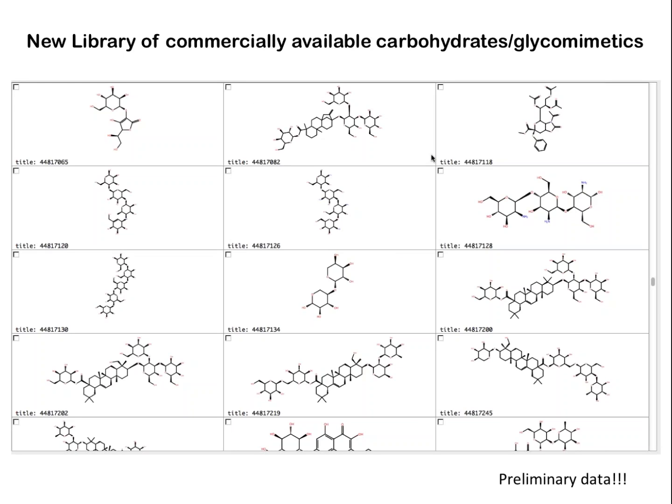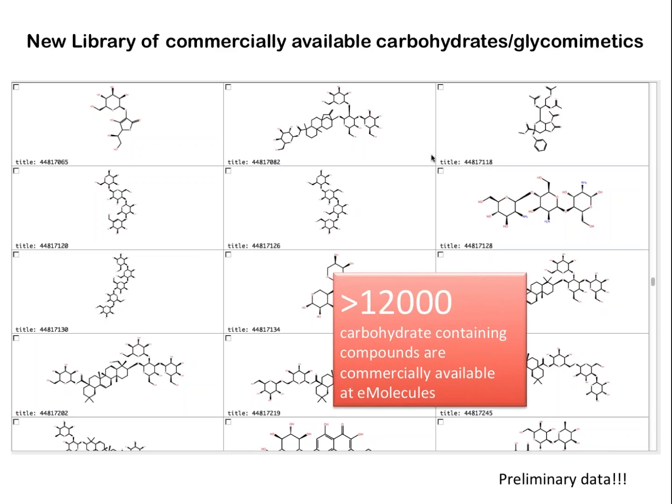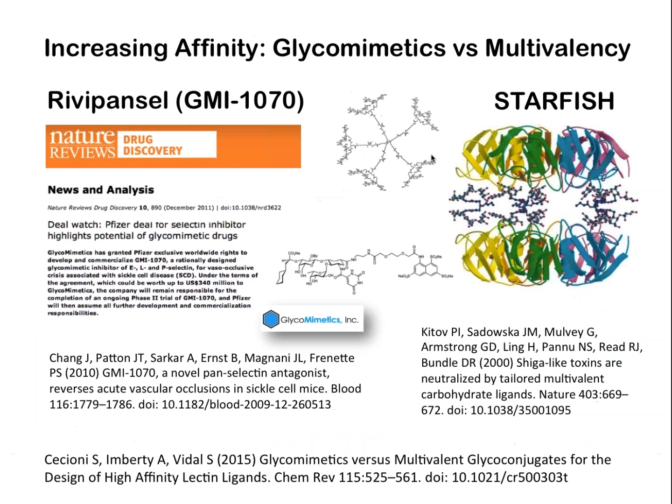And these are some examples that I found. Surprisingly, there are more than 12,000 carbohydrate compounds already commercially available in e-molecules, which is just out of one of the largest databases in the carbohydrate field. This is very exciting, but it is ongoing work, so we will see whether this will be available at some stage as a library that we can use in docking.